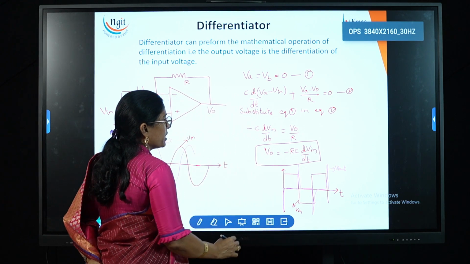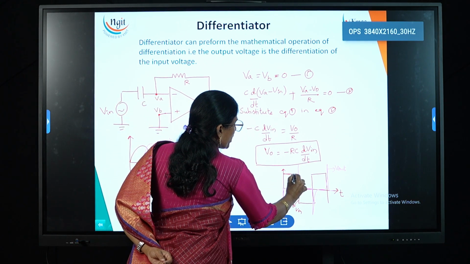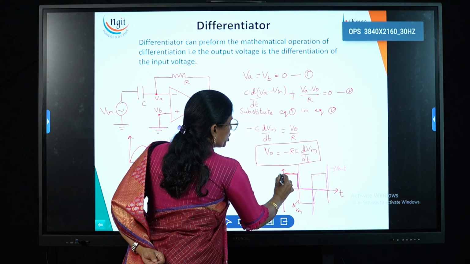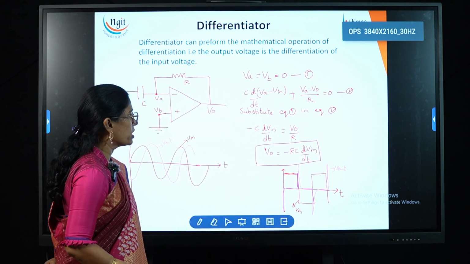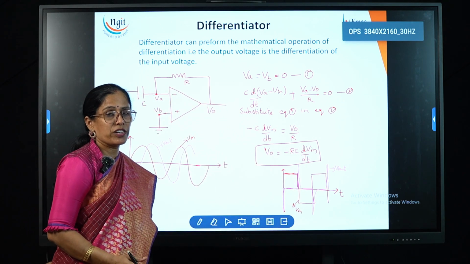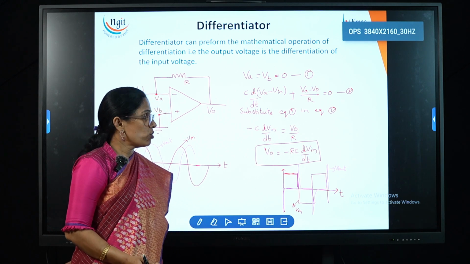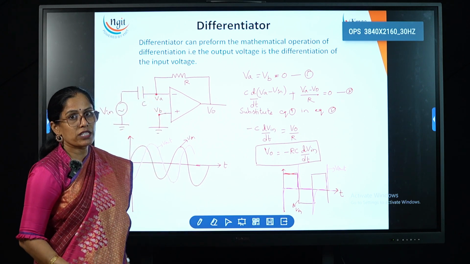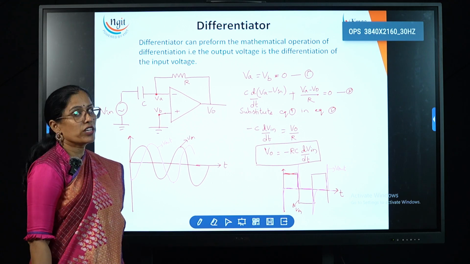So square is nothing but a constant. If the magnitude is 2 volts, or the magnitude is 3 volts, then the differentiation of 3, or the differentiation of any constant, is 0. That's why we get the spikes like this. So this is about the differentiator.